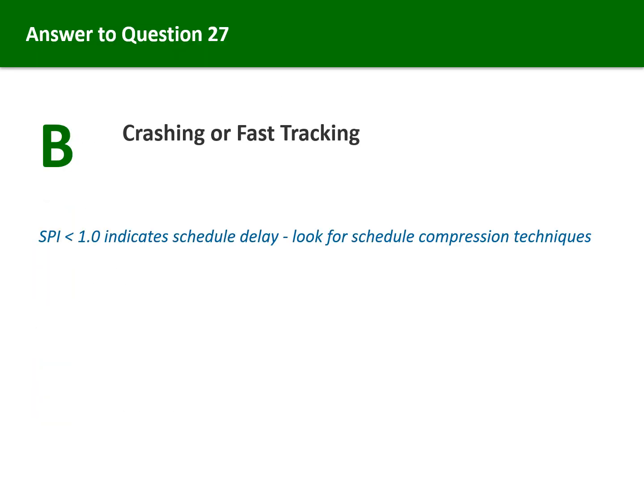The correct answer is B. An SPI of 0.85 indicates the project is behind schedule, having completed only 85% of the planned work. Appropriate corrective actions focus on schedule compression, crashing by adding resources at higher cost, or fast tracking by running activities in parallel at higher risk. Budget controls address cost issues, not schedule issues. Always match the corrective action to the type of variance indicated.